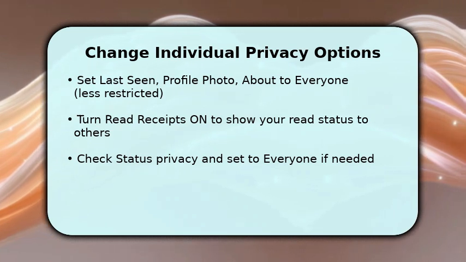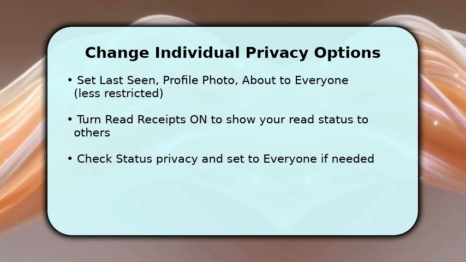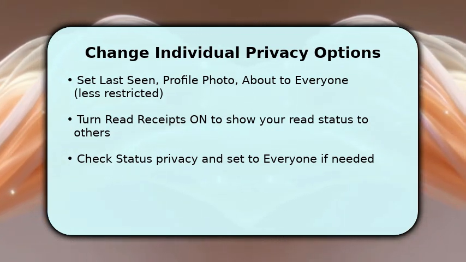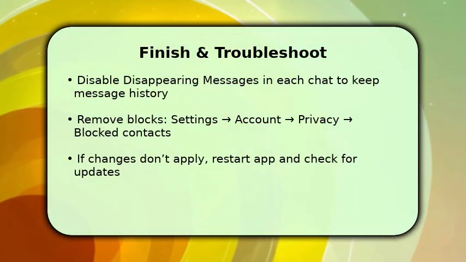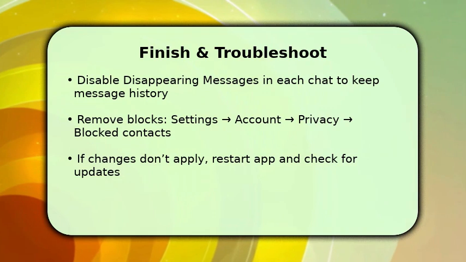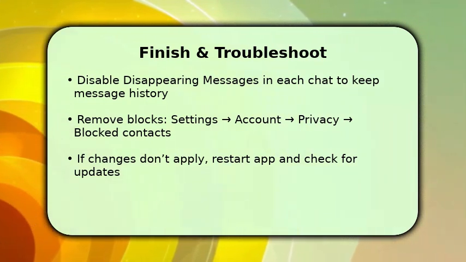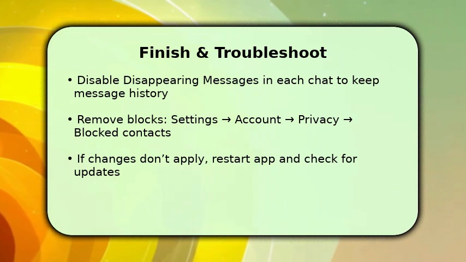less private configuration. To complete, exit Privacy and open any chat that previously used disappearing messages. Tap contact name, right arrow disappearing messages, right arrow off to retain history. Also review blocked contacts under Privacy and unblock anyone you want visible.